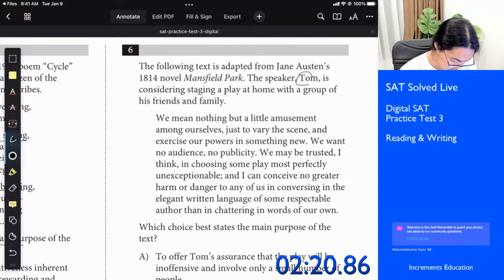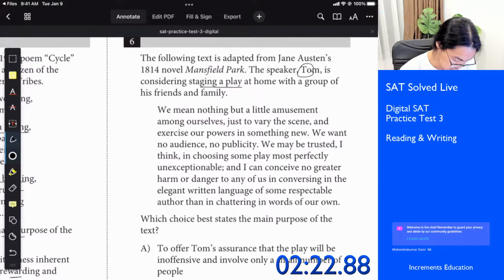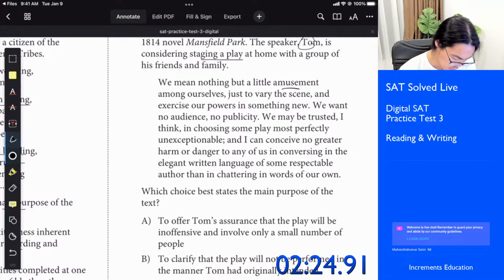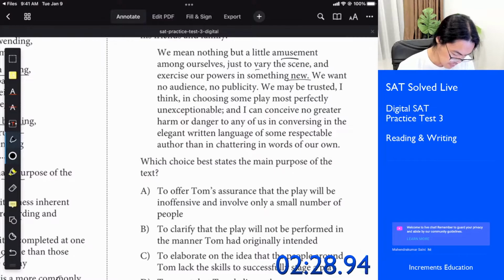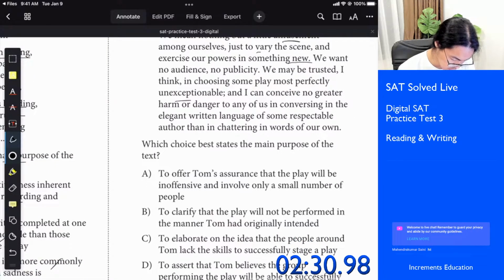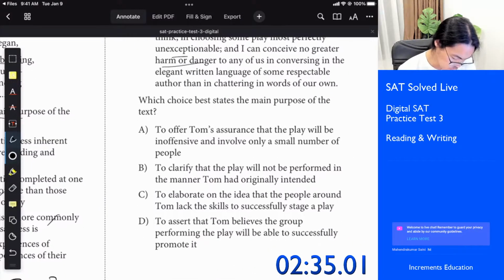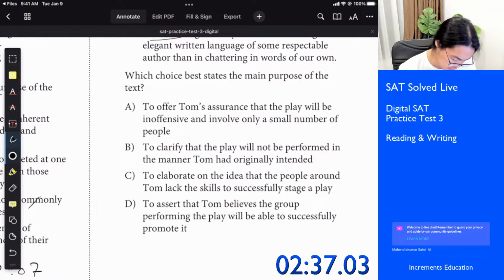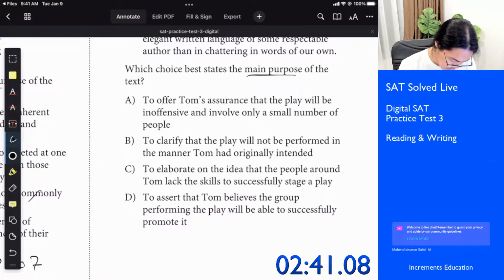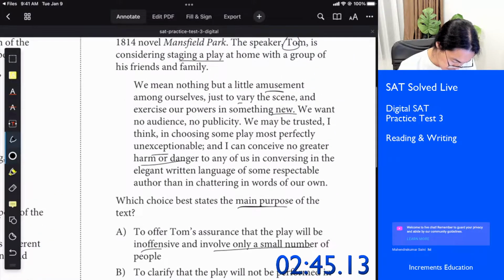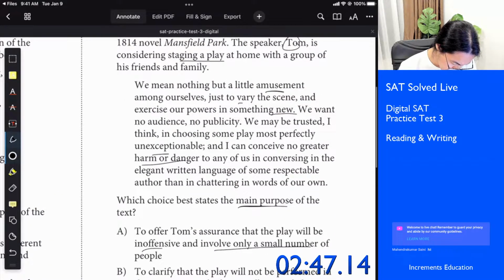Mansfield Park, Tom, staging a play, friends and family. We mean nothing but a little amusement. Let's just vary the scene. Let's just have something new, no publicity. We maybe choose perfectly unexceptional, no greater harm or danger than just conversing in some written language. We're just dicking around, guys. We're trying to say that we're not doing anything crazy. We're clarifying we're not originally intended. Inoffensive, only a small number of people. Hang on. Small number of people?